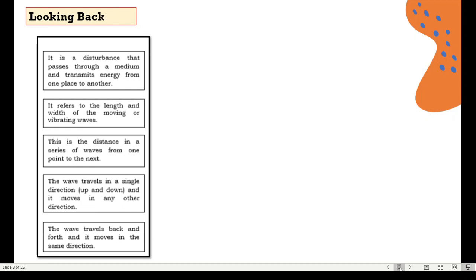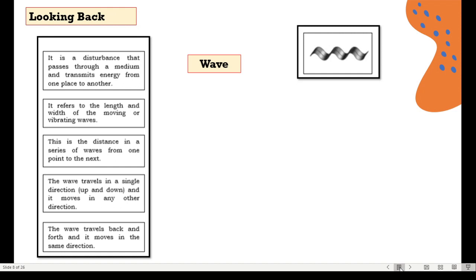So, let's discuss. On the first column, you will see the descriptions. The first one says, it is a disturbance that passes through a medium. That's any of the three: it can be solid, liquid, or gas. That is the medium. And it transmits energy from one place to another. That is a wave. So, that's the disturbance that passes through a medium, either solid, liquid, or gas, and it transmits energy from one place to another. And this is the illustration for the wave.